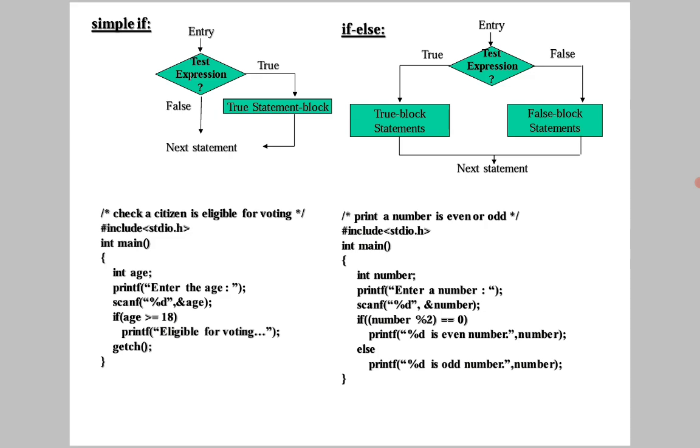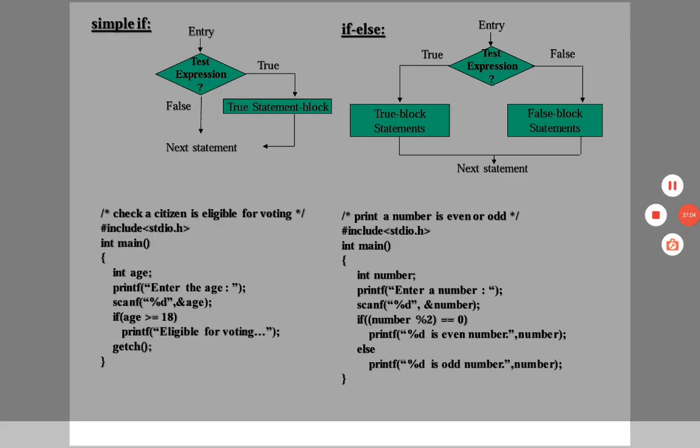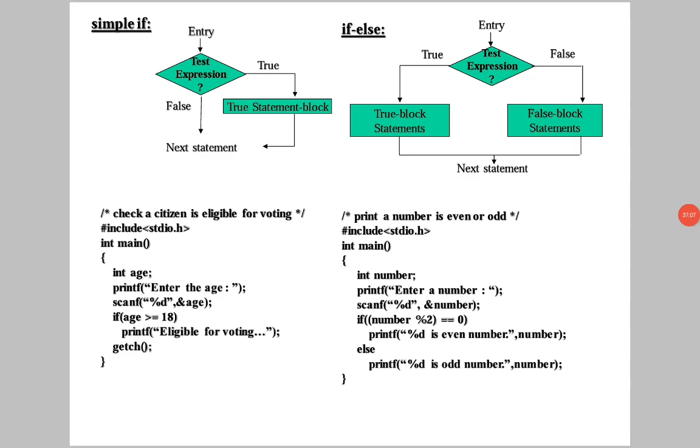So what does this flowchart explain? It explains how to use the if statement, or how to test a given condition. So what is the syntax? Test expression: if it is true, some set of statements are executed, and if it is false, another set of statements are executed.